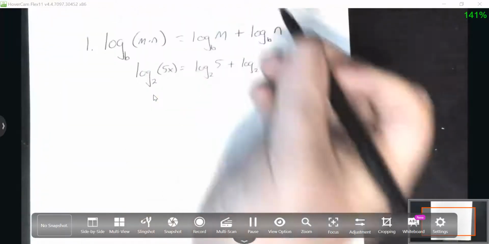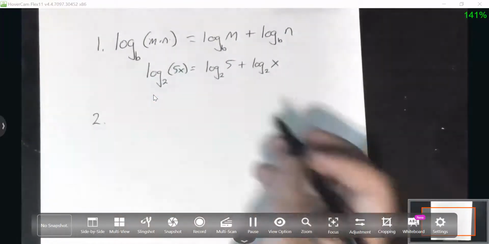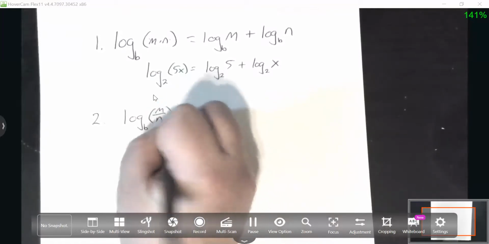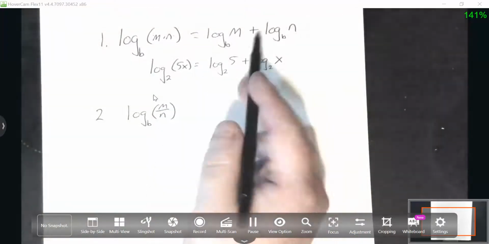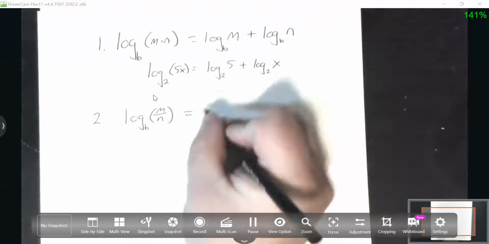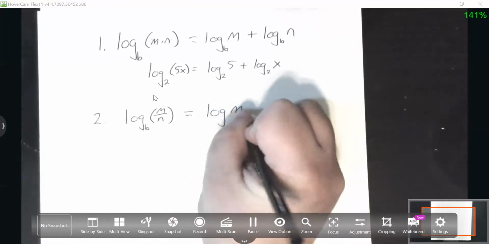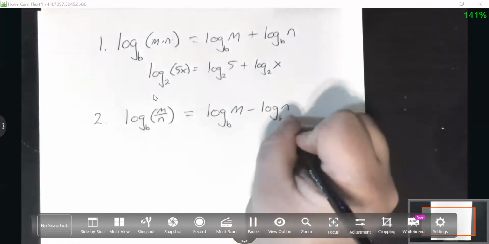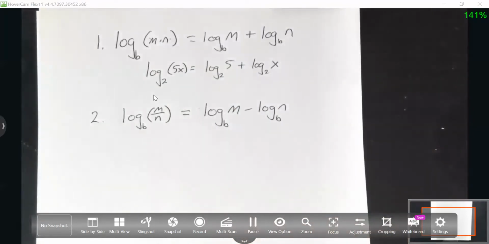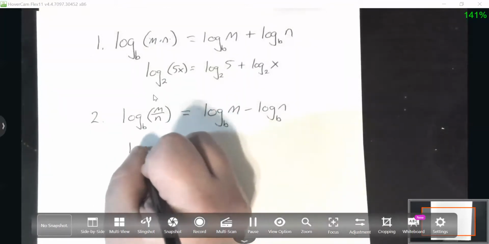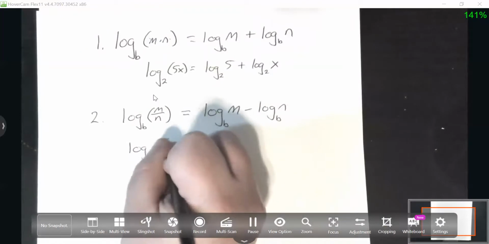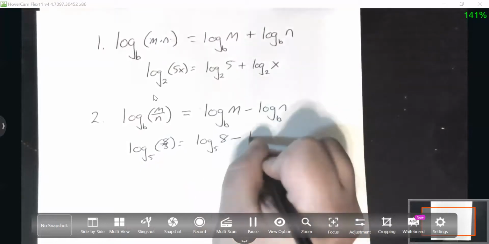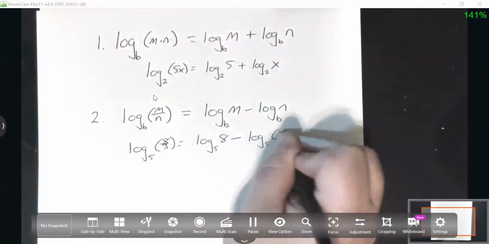Second property, I guess it would help if we number these. If we have log base of a fraction, or two things dividing each other, that's also going to split up, but it's going to be a minus instead. So that's log of the top minus the log of the bottom. Quick example of this property, if we were doing log base 5 of 8/3, then we could split that to log base 5 of 8 minus log base 5 of 3.